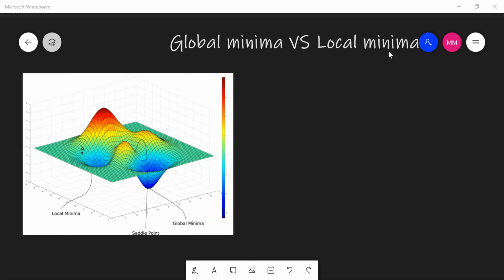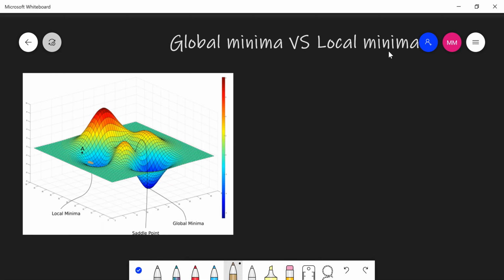As we all see over here, there is a representation of some data points in a 3D visualization method. This is nothing but a vector plot of different data points. We'll consider these as regression data points. In this plot, they have defined this part as a local minima and this as a global minima.